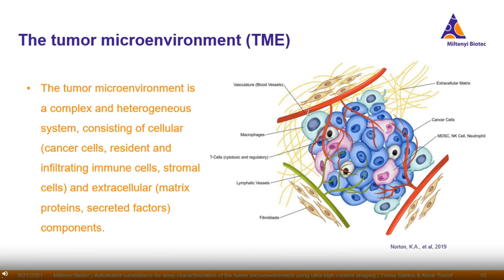Well, the tumor microenvironment is a very busy traffic in which many different components sit, such as cancer cells and immune cells. These are immune cells that are resident in the tissue, or infiltrating immune cells coming from outside the tumor, for example, from the bloodstream. And in the TME, we also have extracellular matrix proteins and several secreted factors.